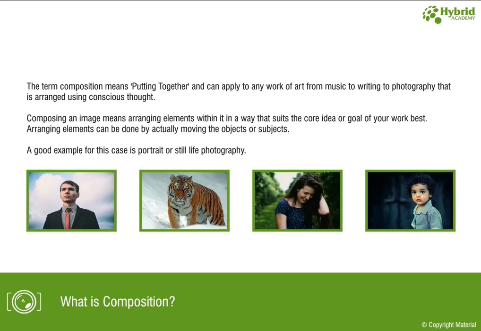Composing an image means arranging the elements, that is, the prime subject and objects around it in a way that suits the core idea or goal to express the thought or concept you wish to share. This arrangement can be done by actually moving the objects or subjects, or by moving the angle of taking the photograph, which is also called reframing. For example, the pictures below show very good composition of portrait or still life photography.